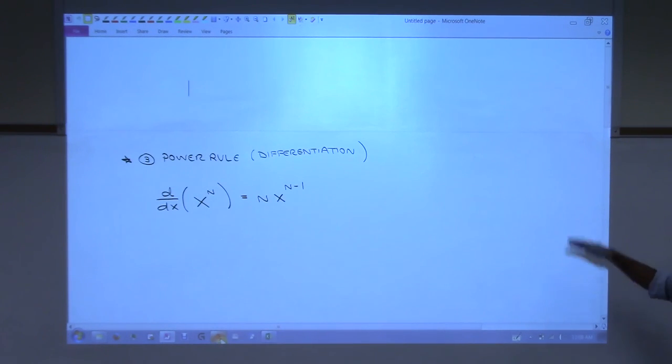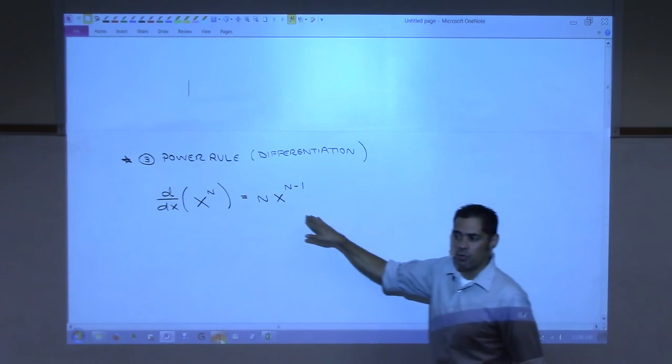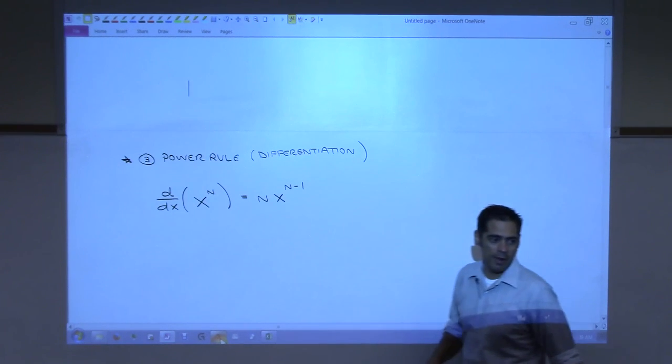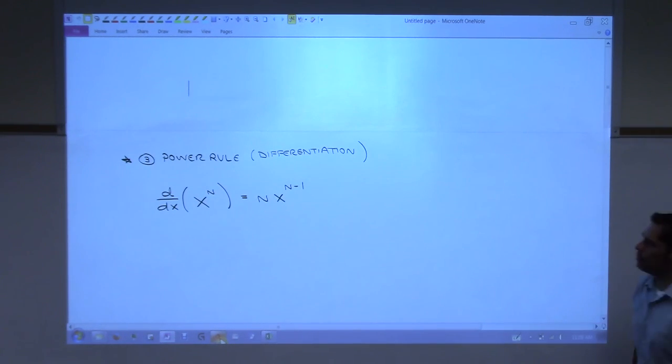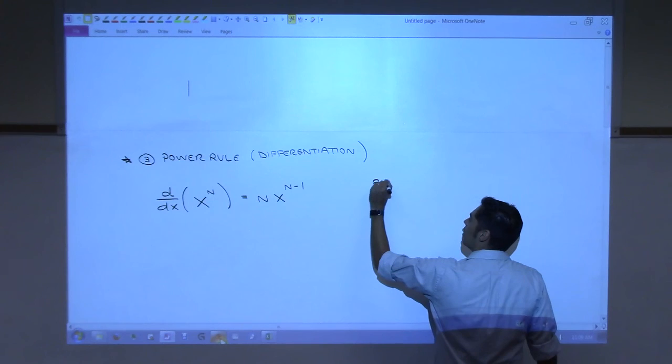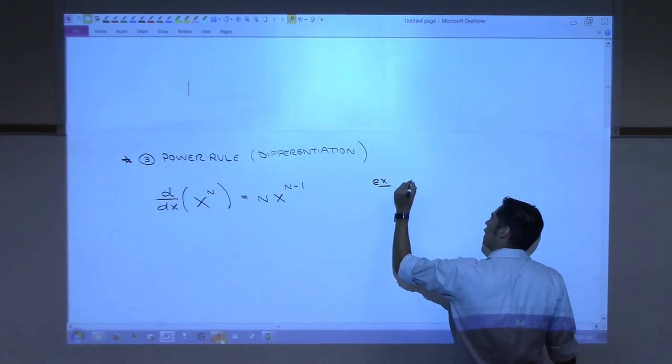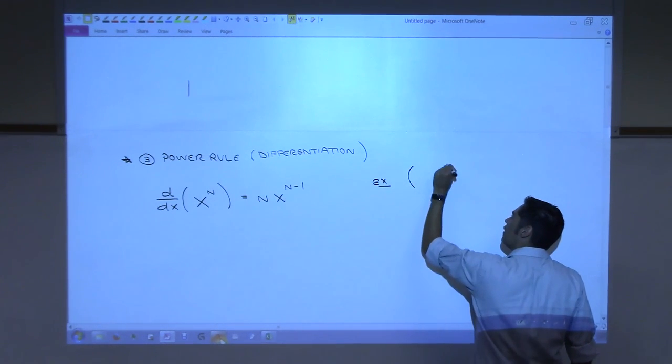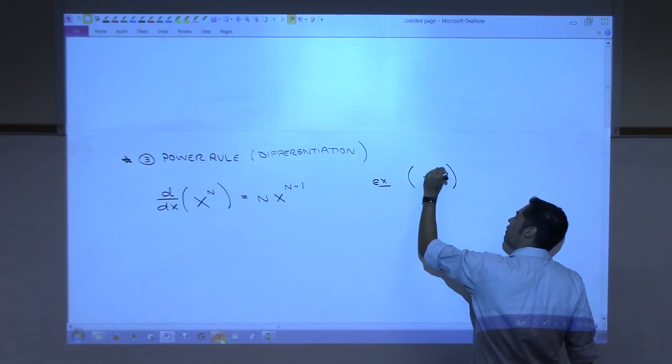Now I'm going to show you a couple of examples of this. After we do a couple of examples, after I get through all the rules, I'm going to come back and I'm going to prove this rule. I'm going to show you where it comes from, okay? But let's just use it first. So here's an example. Let's say that we have, what is the derivative of x to the 5th power?